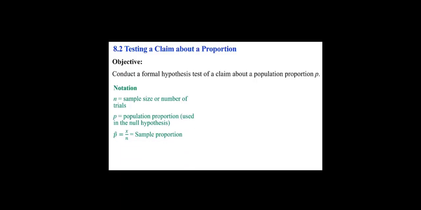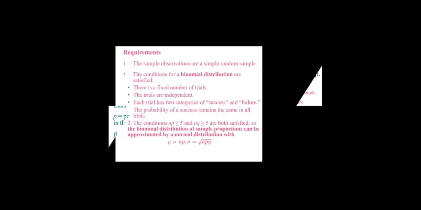We should remember the notation. n represents the sample size, p is the population proportion, and p hat is the sample proportion. The sample observations are a simple random sample. The conditions for a binomial distribution are satisfied. There is a fixed number of trials. The trials are independent. Each trial has two categories, success and failure. The probability of a success remains the same in all trials. The conditions np greater than or equal to 5 and nq greater than or equal to 5 are both satisfied, so the binomial distribution of sample proportions can be approximated by a normal distribution with mu equals np, sigma equals the square root of npq.